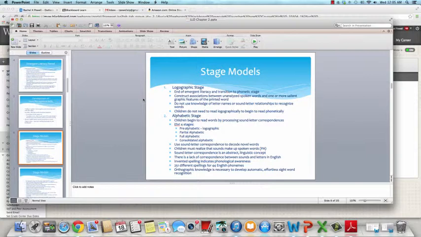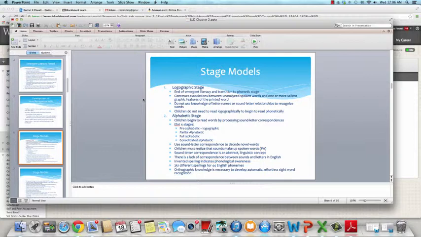Okay, so Ehri has 4 stages of the alphabetic stage. You had the pre-alphabetic, which was the logographic stage, the partial alphabetic, full alphabetic, and consolidated alphabetic. So the children use sound-letter correspondence to decode novel words, or new words. They must realize that the sounds make up spoken words, which is phonological awareness. But keep in mind, too, that sound-letter correspondence is an abstract linguistic process, so they must be taught this. It needs to be explicitly taught. It can't just be something that they are assumed to be getting because they're exposed to it.